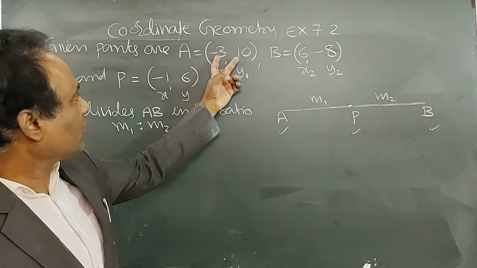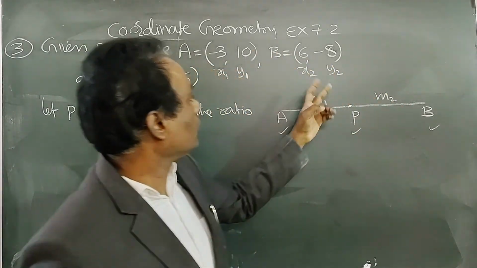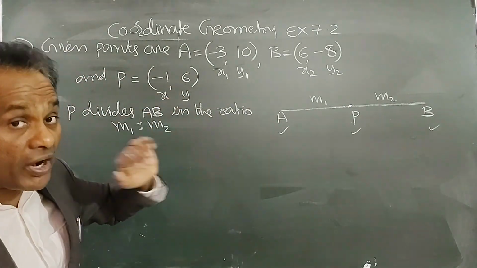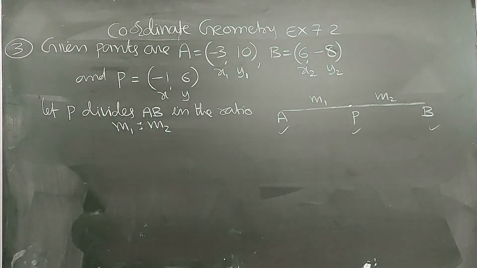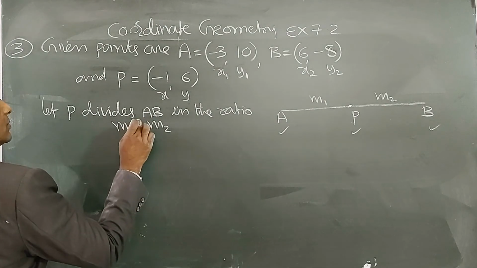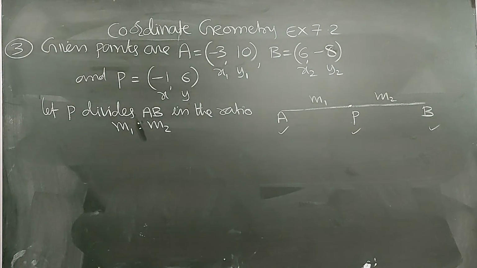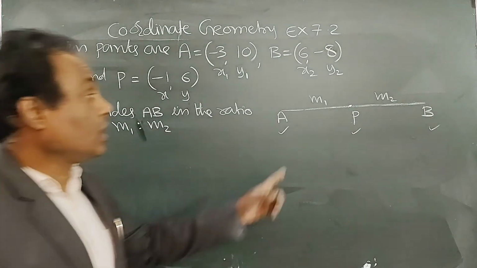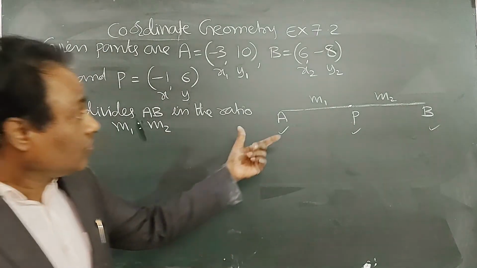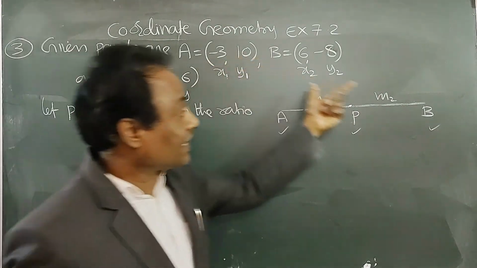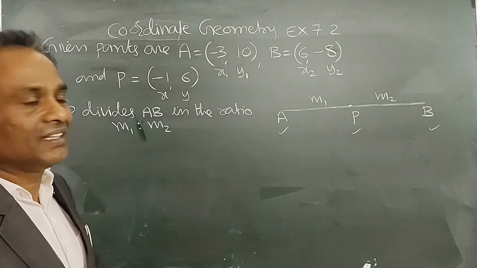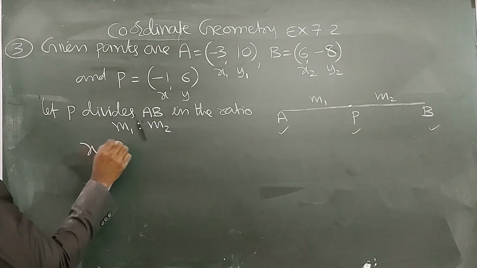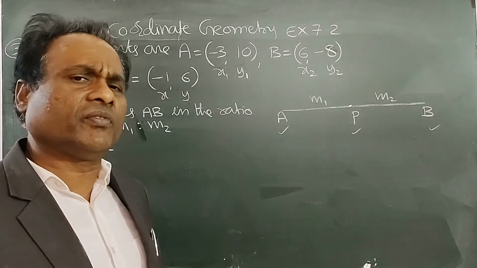A point is x1, y1, B point is x2, y2. The dividing point should be taken as x comma y. Ratio m1 is to m2 we have to find. One end point is x1, y1, other end point is x2, y2, dividing point is x comma y. Then apply the ratio formula. Any one is enough, x formula or y formula, we will get the same answer.